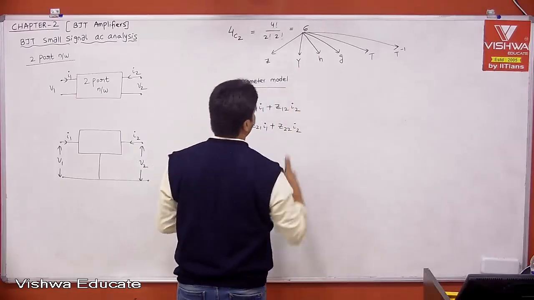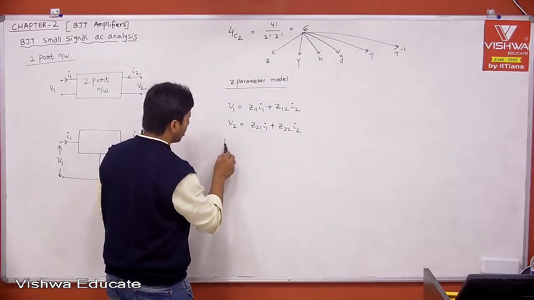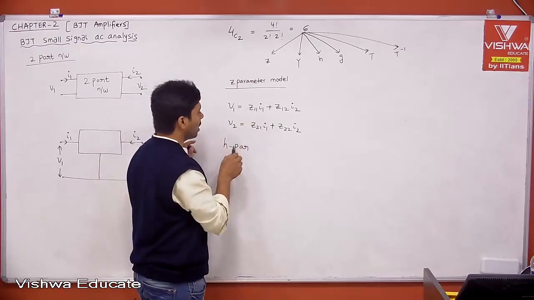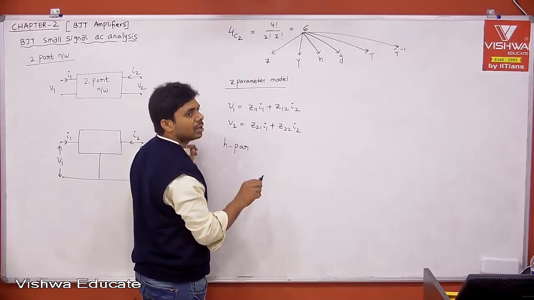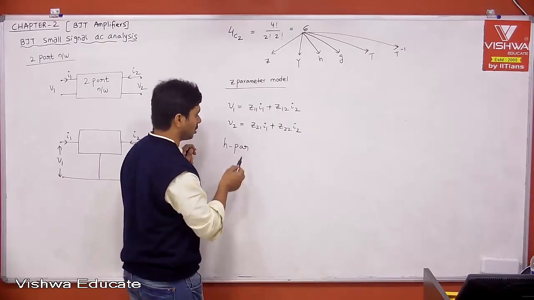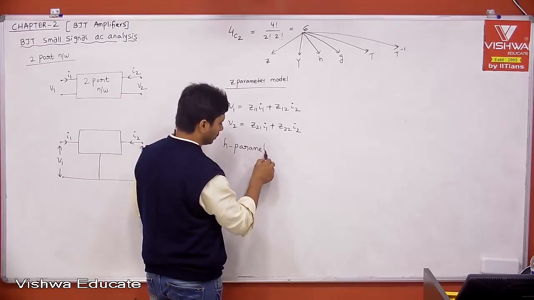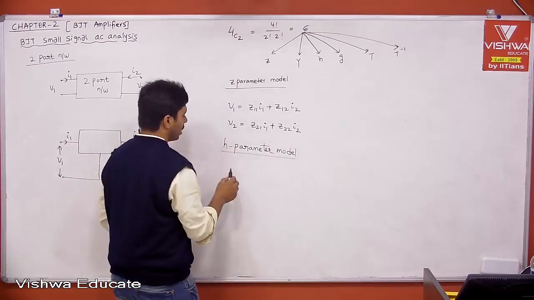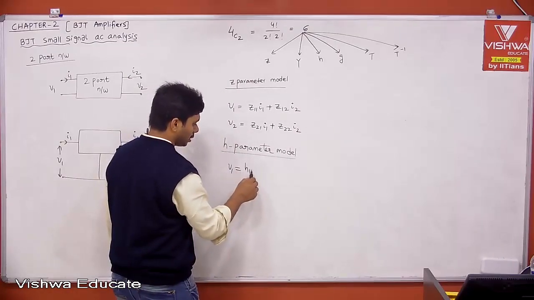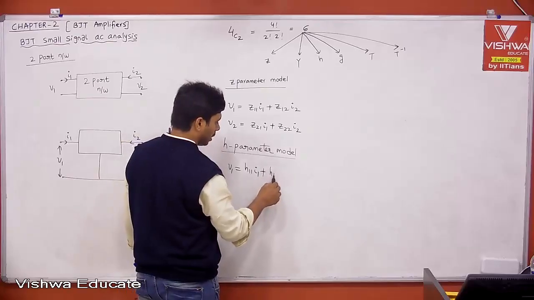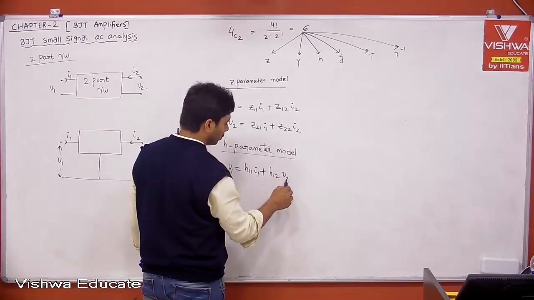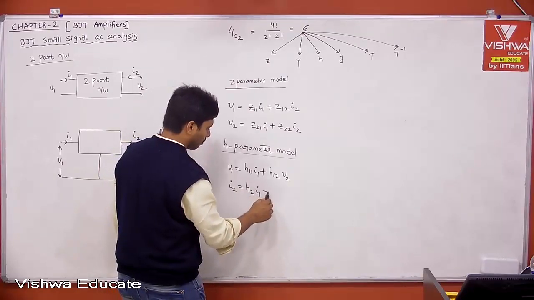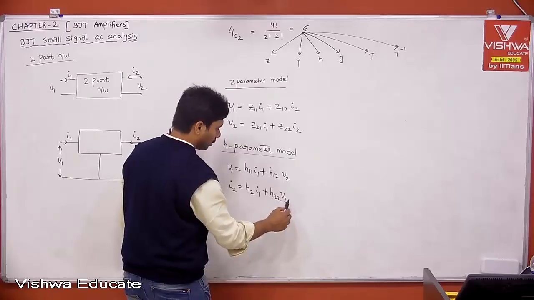For that, let me first explain what the H parameter model is. H is nothing but hybrid parameter, where all parameters will not have the same ratio, like it's not a voltage by current ratio. It is combinations, or hybrid combinations. H parameter model. Then what is our V1? V1 is equal to H11 into I1 plus H12 into V2. Then I2 is equal to H21 into I1 plus H22 into V2.